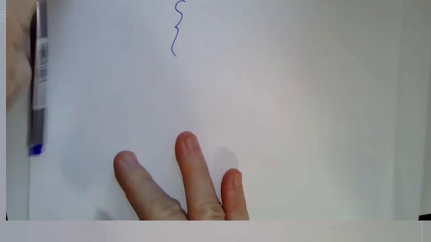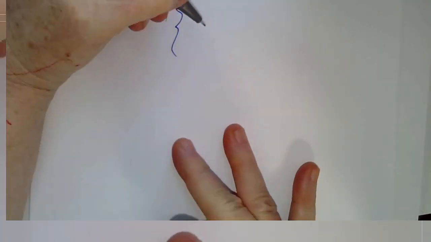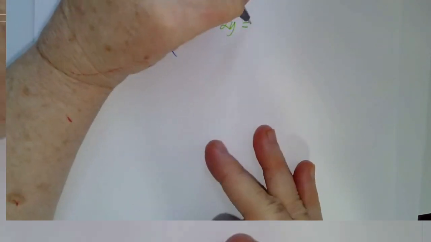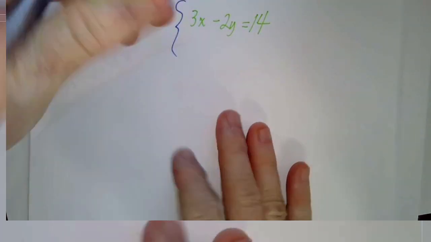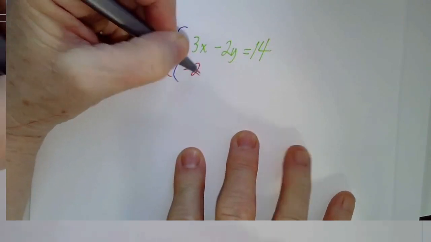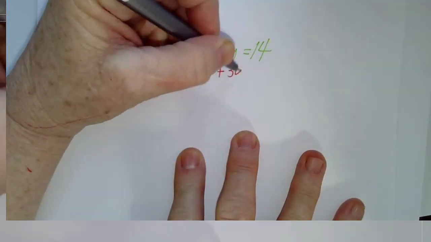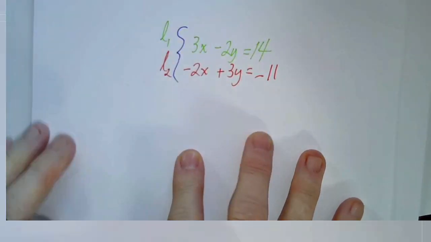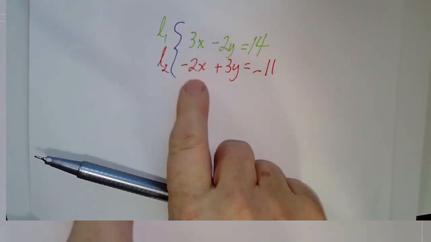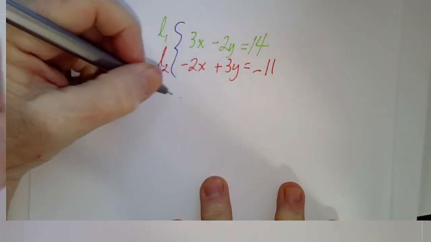All right, let's look at the system with row one, or equation one, which is 3x minus 2y equals 14. And line two is negative 2x plus 3y equals negative 11. The first thing we want to do is make certain that both of these equations are in standard form.